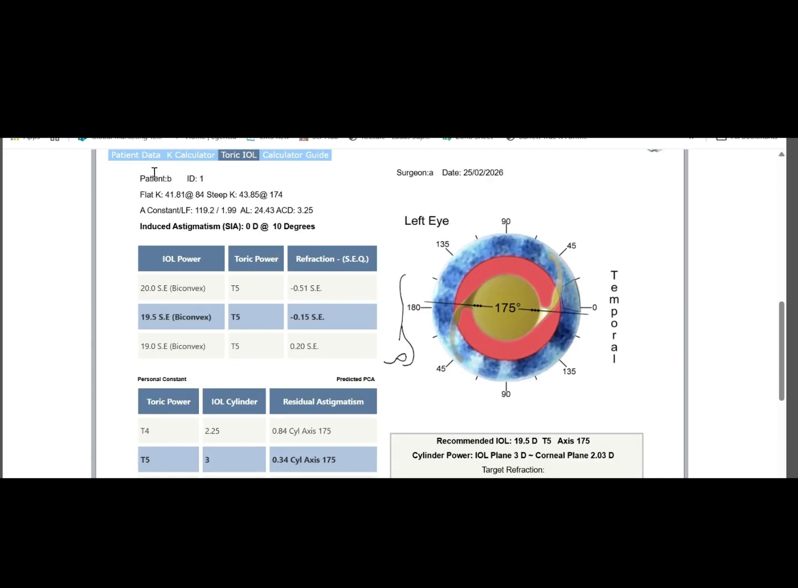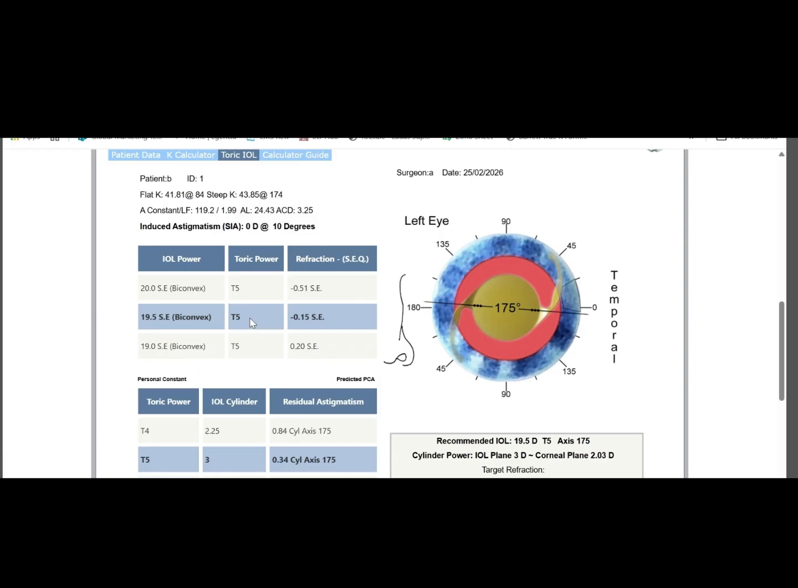These are the parameters on the basis of which Barrett is asking me to put a 19.5 diopter spherical equivalent. That is the spherical power of the toric, the spherical equivalent power of the toric. So you will have to call up your supplier and ask for a 19.5 diopter T5 model. It is asking me to put a T5 model with a 19.5 diopter IOL power and a T5 toricity toric lens.